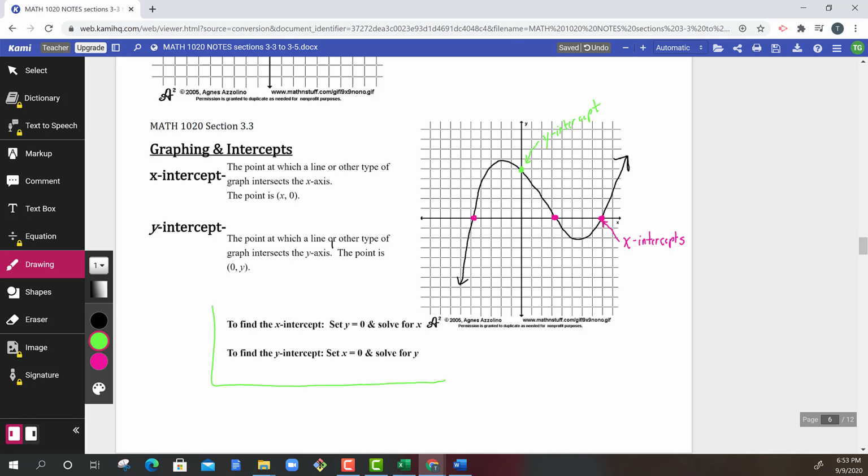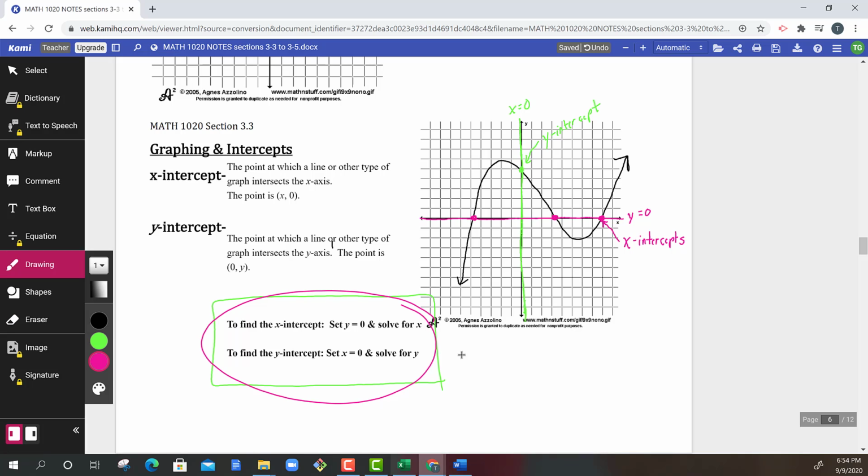Important to know, this is essentially what we're going to do to find both of those intercepts. So for the y-intercept, the x value is always 0. So all of the x values on the y-axis are 0. And counter to that, all of the y-coordinates on the x-axis are 0. So that's why we set each of those equal to 0 to solve for the other.